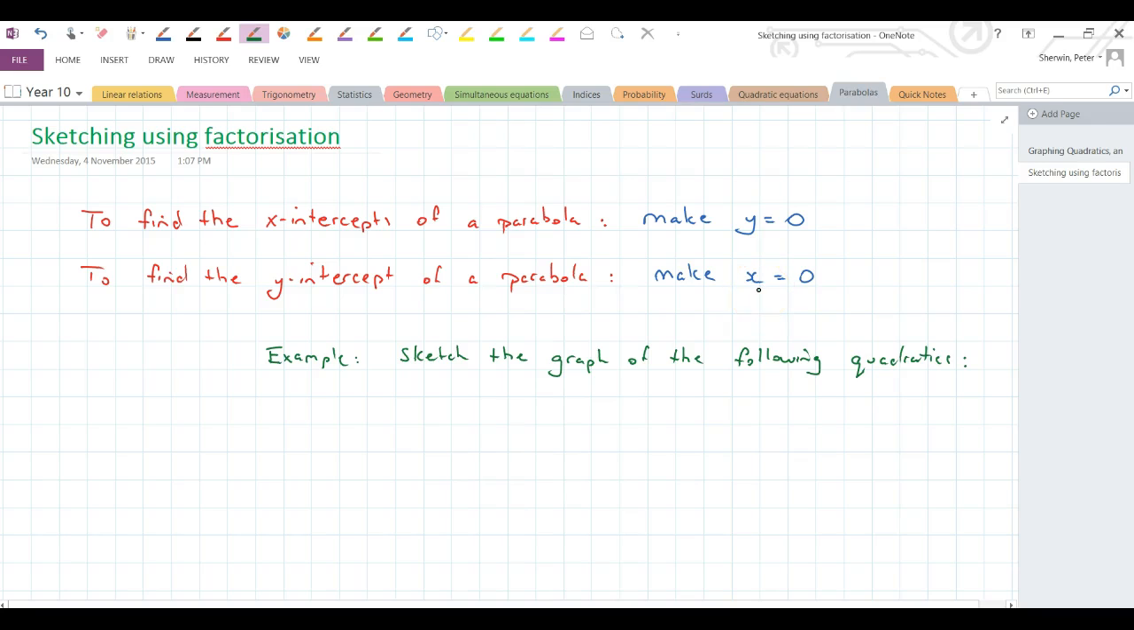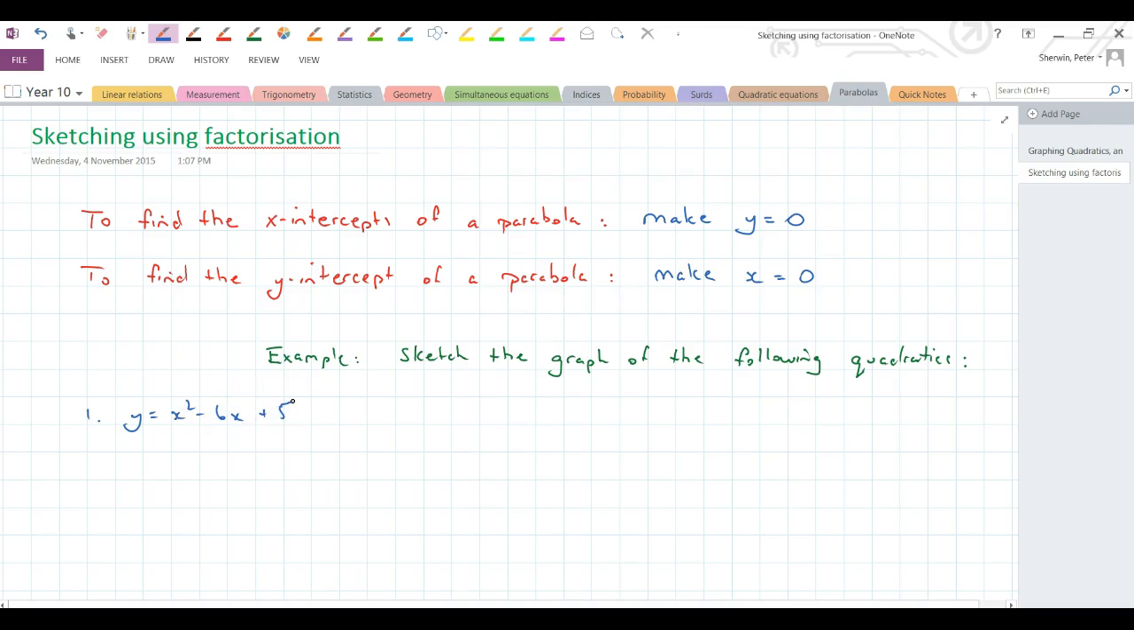We're going to come back to that, and with factorisation, we're going to work out how we can sketch the quadratic using x-intercepts and y-intercepts. So let's do the first example. Sketch the graph of the following quadratics. So the first one, let's have a look at y equals x squared minus 6x plus 5.